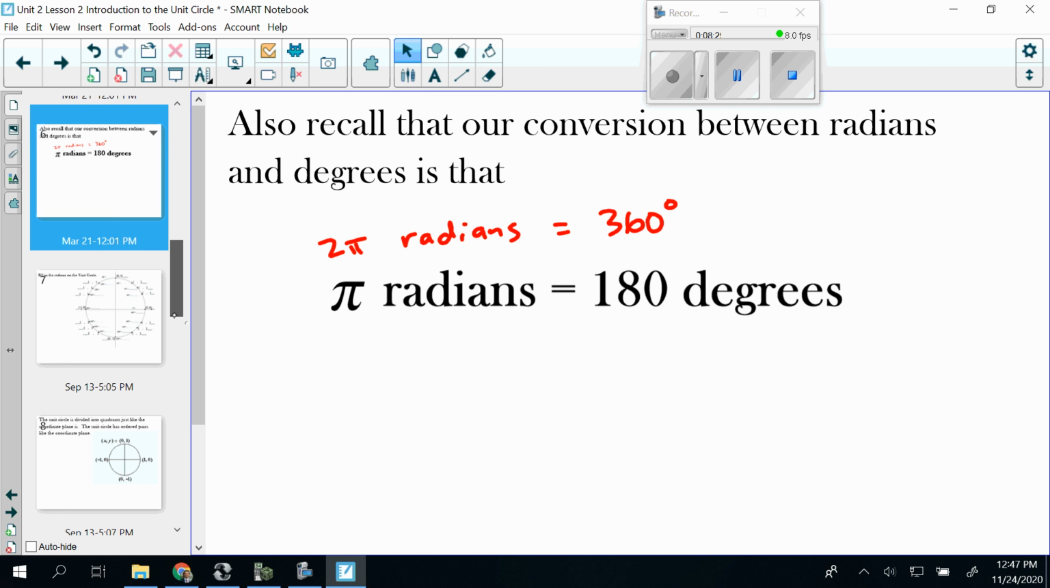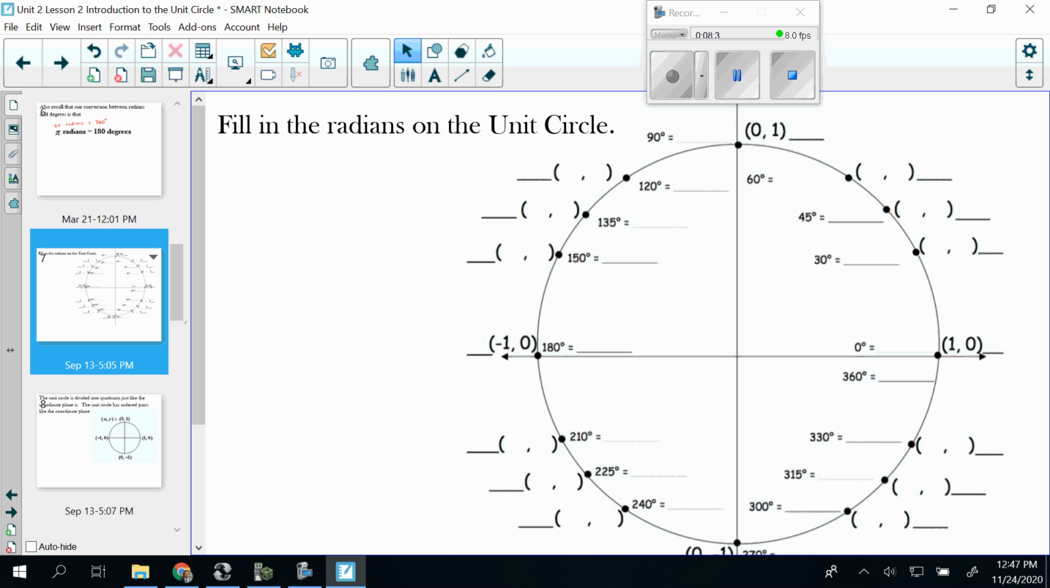So now let's see if we can fill in the unit circle with our angles measured in radians. So 0 degrees would be the same as 0 radians. 30 degrees, what's that going to be in radians? So remember what we do? Take our angle here, times by pi over 180. 30 goes into 180 6 times, so this would be the same as pi over 6. So 30 degrees is the same as pi over 6.